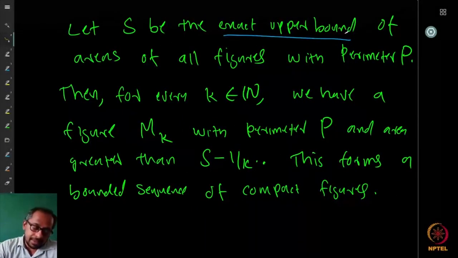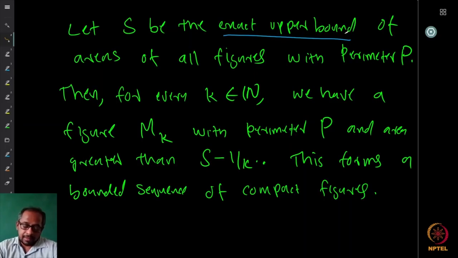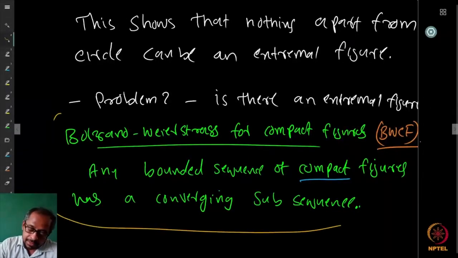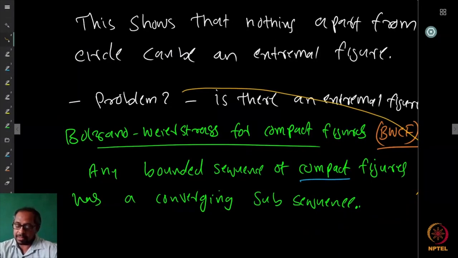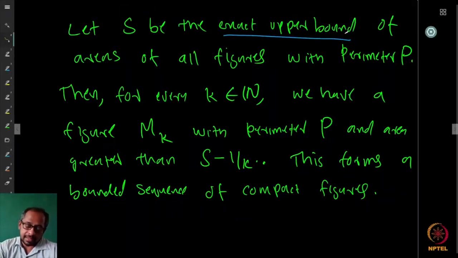Okay. Now, suppose we proved the Bolzano-Weierstrass theorem, right? Any bounded sequence of compact figures has a converging subsequence. Once you have this property, we can assume there is some figure which is the exact upper bound of areas of all figures with perimeter P. This is by using a property of real numbers: existence of exact upper bound. I will mention what is exact upper bound and how to prove this. In fact, you can prove it using the Pigeon-Hole principle if you want.